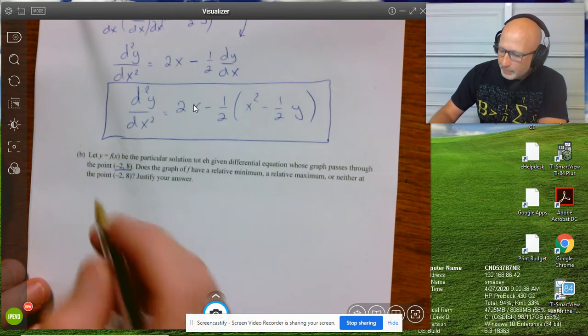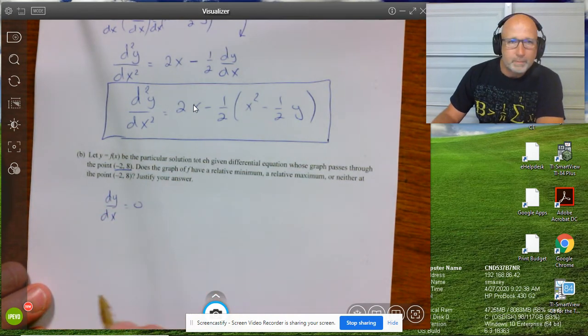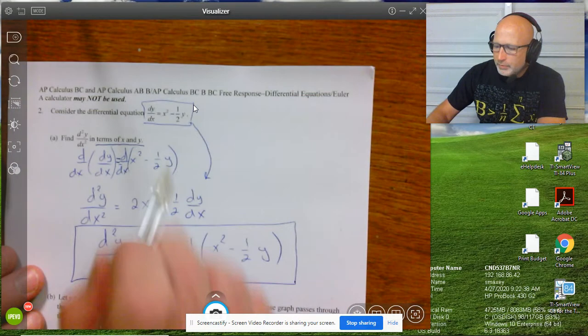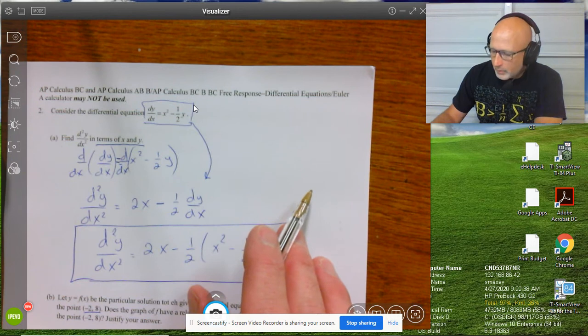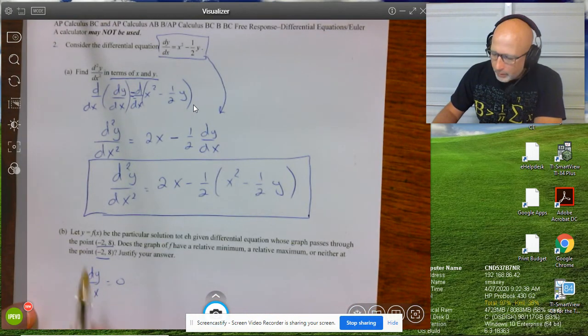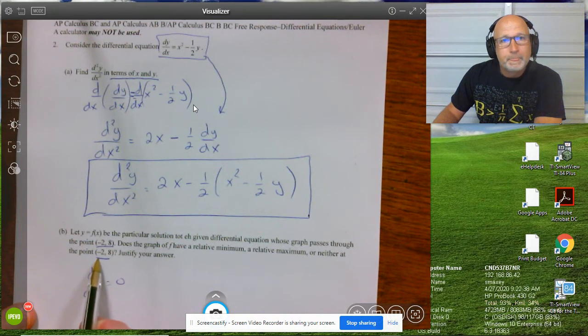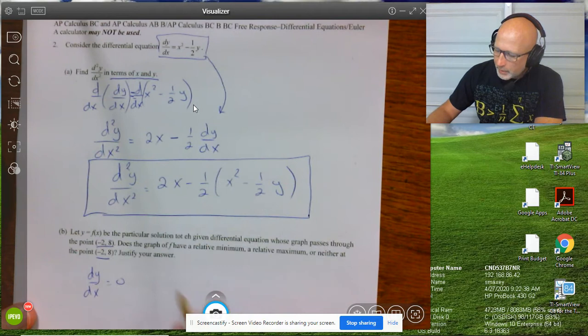If you want to figure out the relative min or max, typically speaking, you want to figure out where dy/dx is equal to 0. So I have an equation for dy/dx right here. So I want to know where that's going to be equal to 0, okay? But I don't really care anywhere else other than at the point (-2, 8). So in other words, let's take (-2, 8) and plug it into this equation and see what I get.